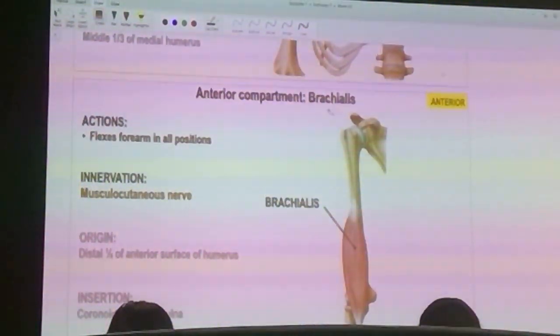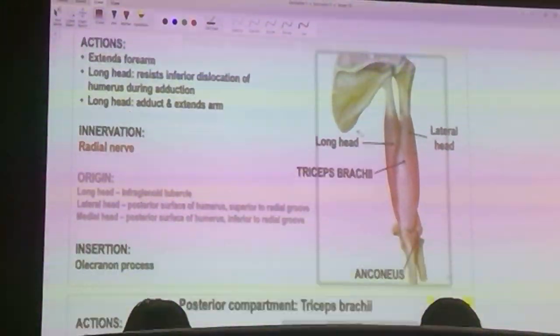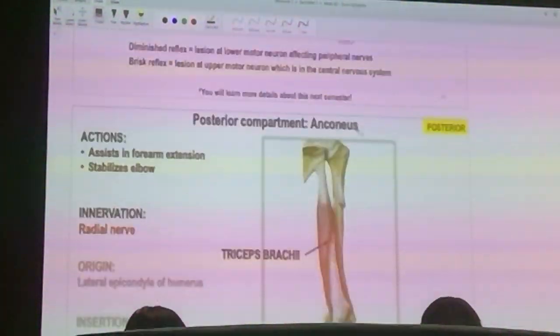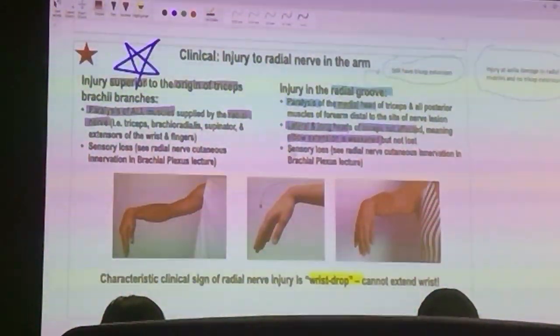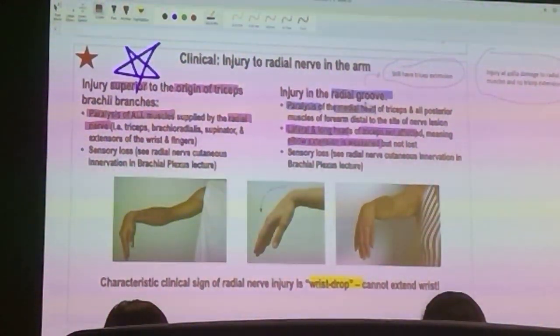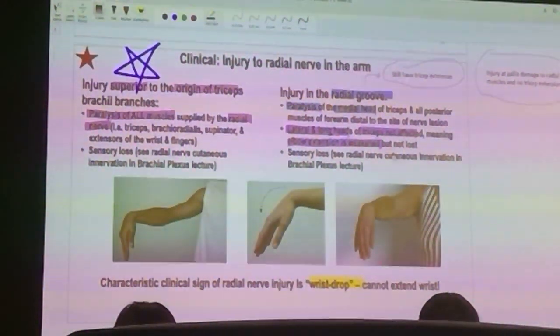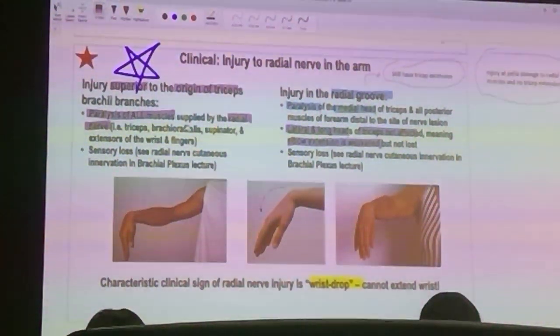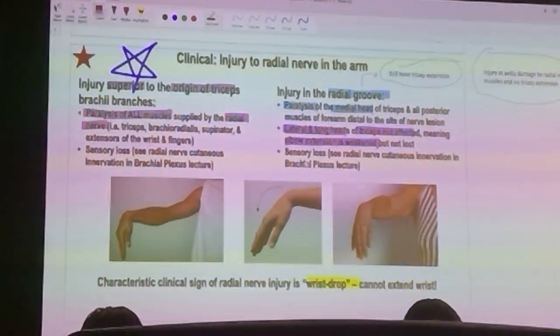Brachialis is the most powerful flexor of the arm. If you have an injury at the radial groove, you will still have tricep extension. But if it's at a point above the radial groove, you will not have tricep extension. And just know wrist drop for radial nerve damage.